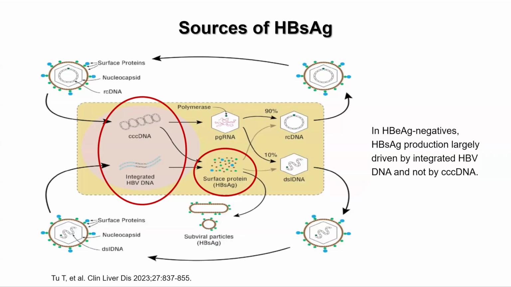HBs antigen is produced from two sources: covalently closed circular DNA, cccDNA, and HBV DNA that has integrated into the host genome. In HBe antigen negative patients, HBs antigen production is largely driven by that integrated DNA, not by cccDNA. So in those patients, the HBs antigen level is telling us as much about integration as it is about active viral replication.